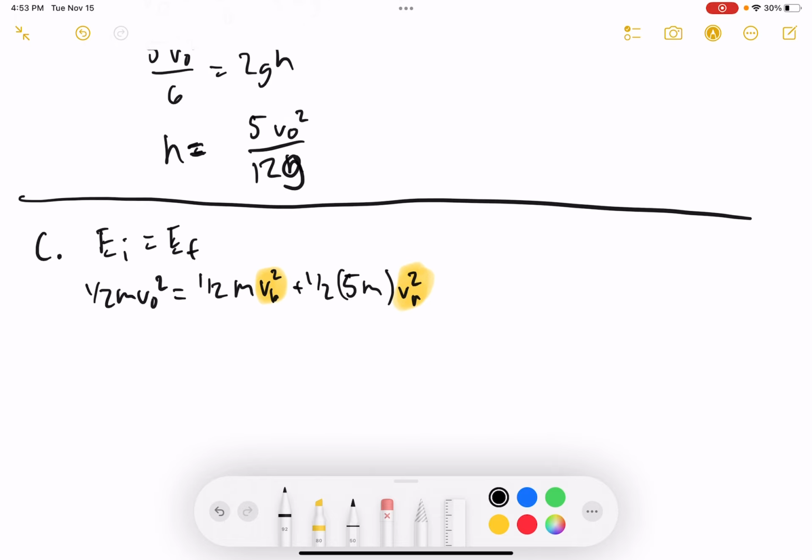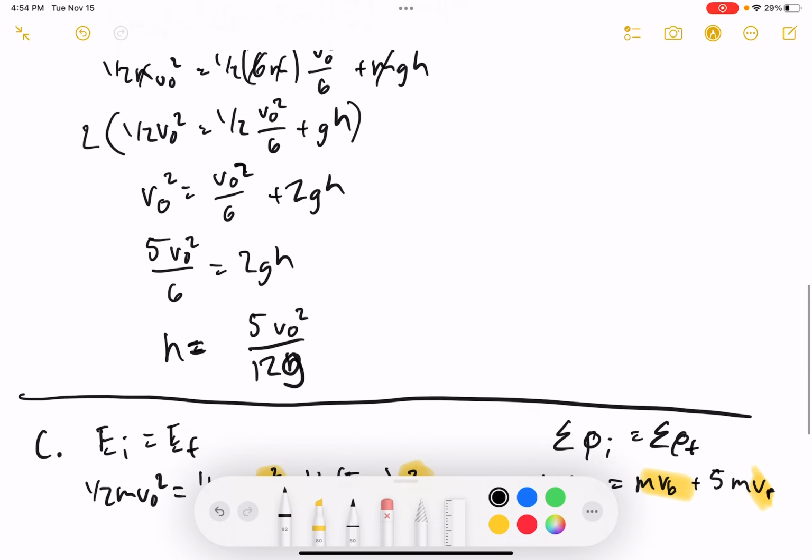Momentum at the very beginning is equal to the sum of the momentum at the end. The momentum at the very beginning is just m v naught, and that's going to be equal to m v block plus 5m v ramp. Now we have two unknowns, but also we have two equations, so we actually can solve this now.